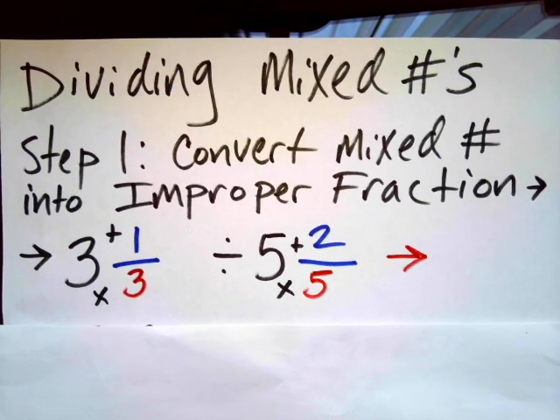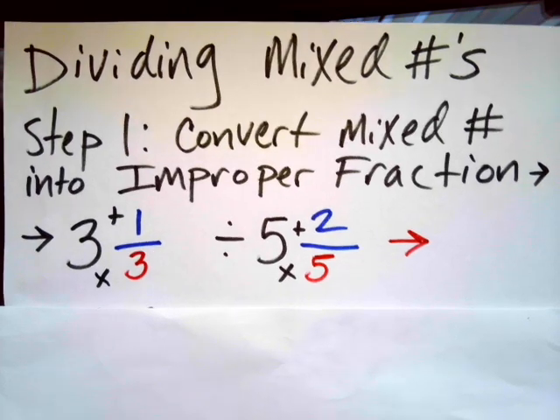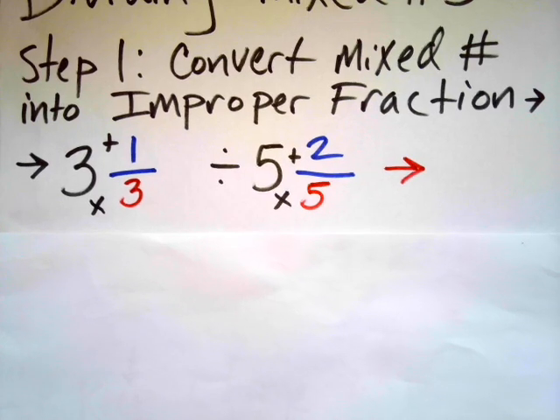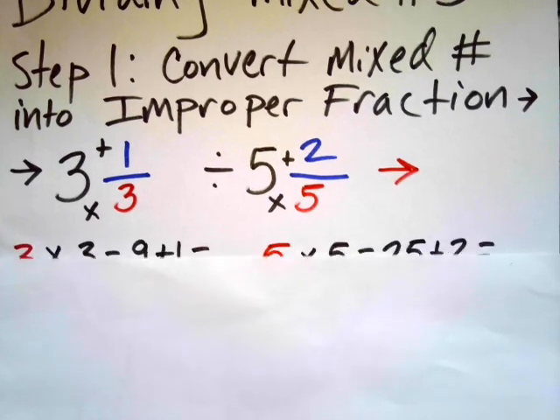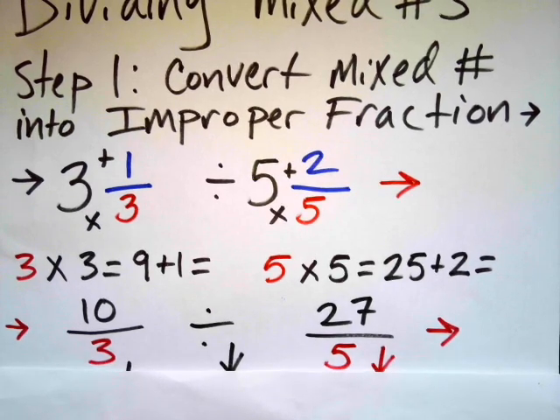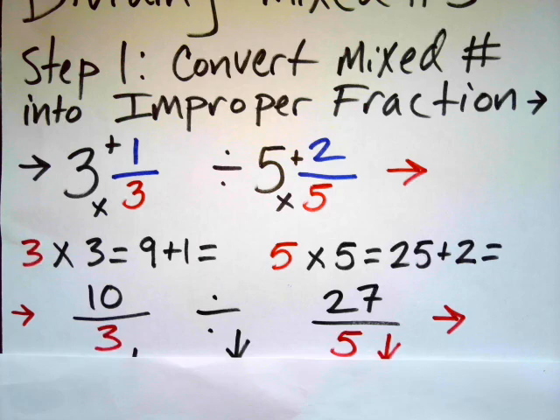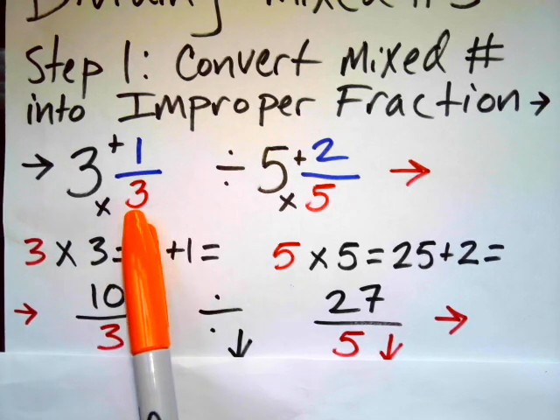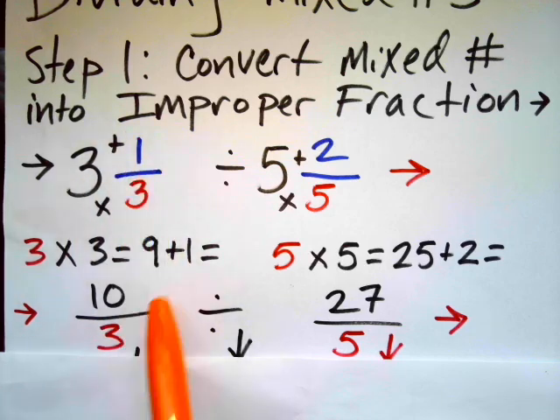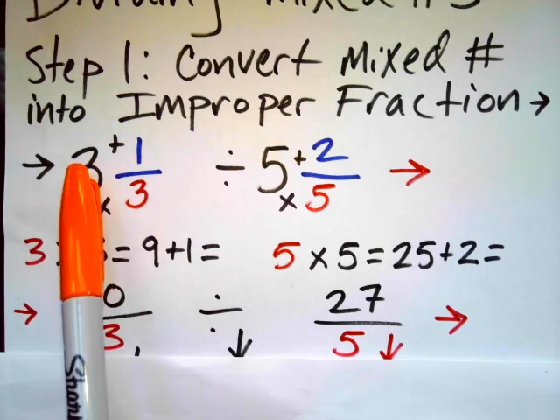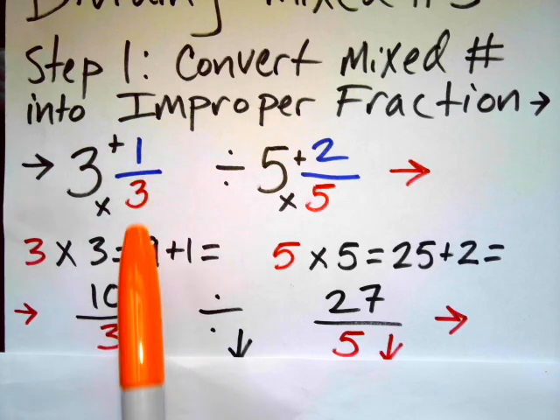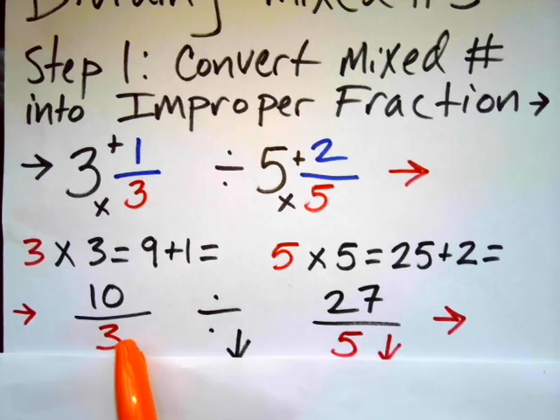We'll practice keep, change, flip, and then we will multiply the fractions top to top and bottom to bottom. Let's take a look. Do you remember how to do this? In order to convert a mixed number to an improper fraction, we take the denominator, multiply it times the constant, and then we add the numerator to the top number. So 3 times 3 is 9. Add 1 to 9. That gives me 10 over the original denominator of 3.